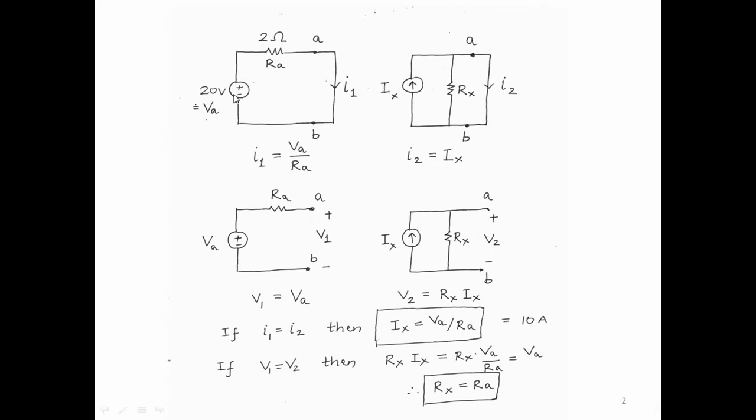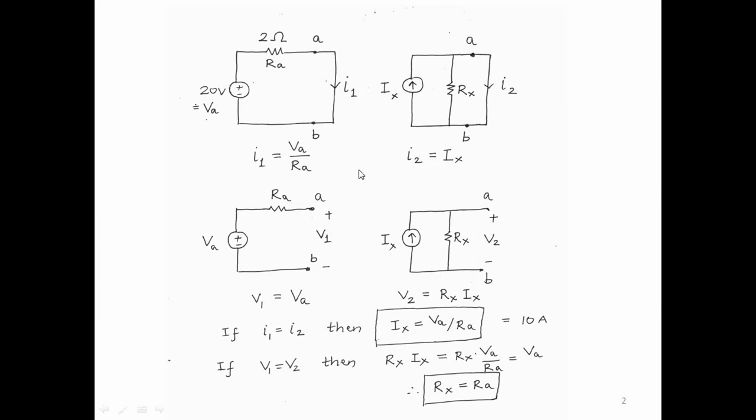It has a 20-volt voltage source connected in series with a 2-ohm resistor, and I've called the voltage source VA and the resistor RA. Currently in this circuit, the terminals A, B are shorted together. The same circuit is here with the terminals A and B open circuited. Here is another circuit where there is a current source Ix in parallel with a resistor Rx connected across terminals A, B, and here the terminals A, B are short circuited. Here they are open circuited.